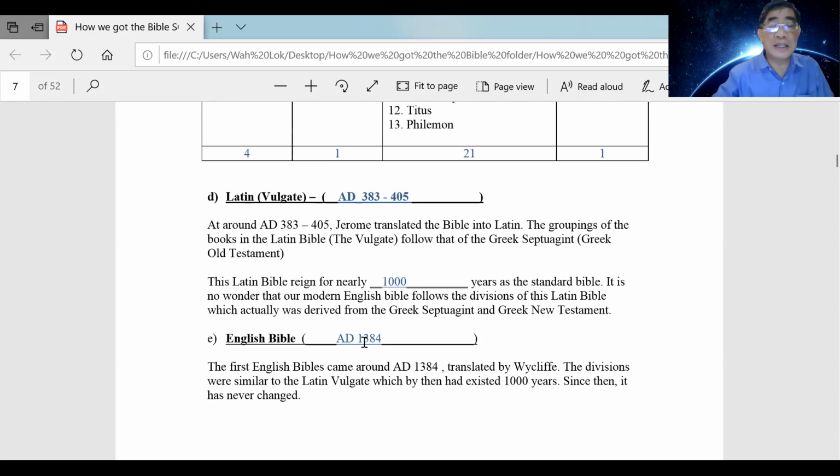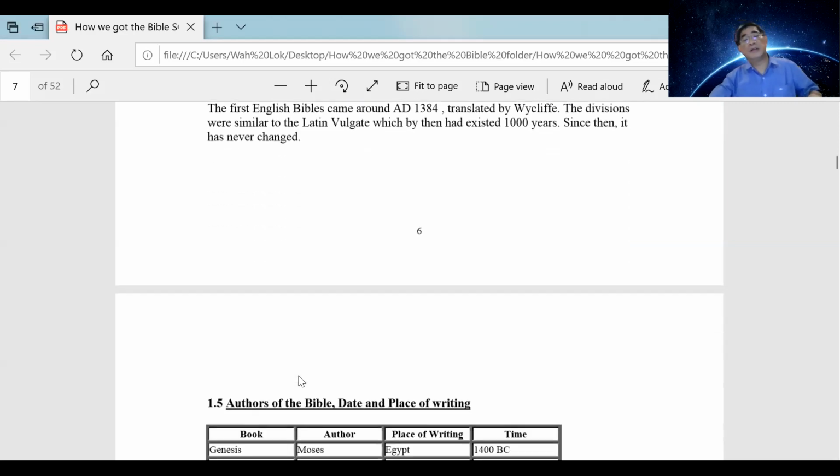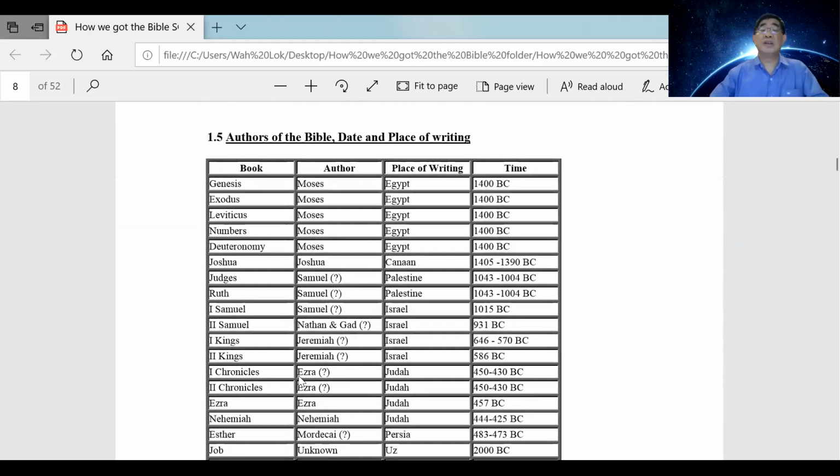So what happened was that around the time of 1400, they translated the Bible into English. This is the year 1384. Wycliffe did it, and of course he followed the Latin Vulgate. The Latin Vulgate followed the Greek Septuagint, and the English Bible followed the Latin Vulgate. That's why today our English Bible structure is exactly the same as the Latin Vulgate structure. Are you following?